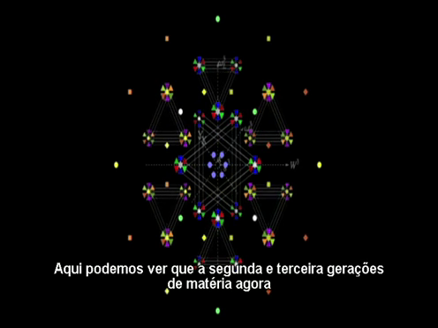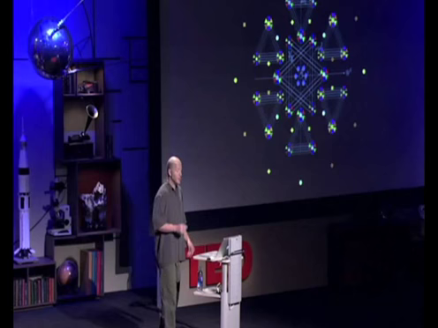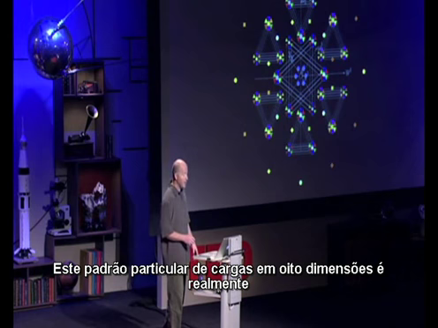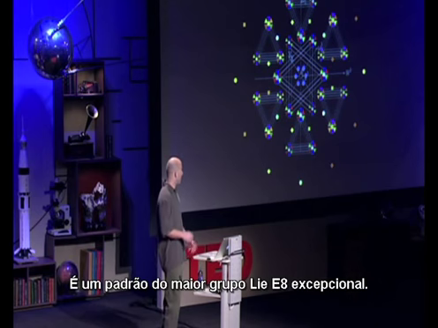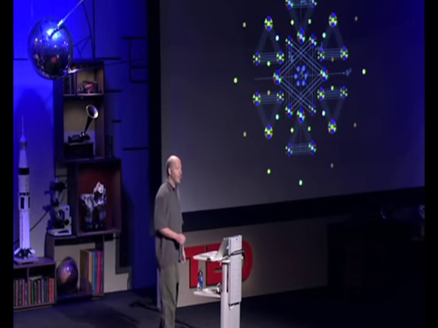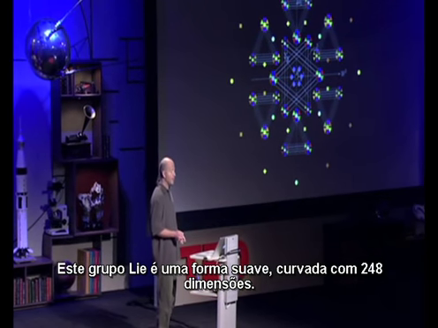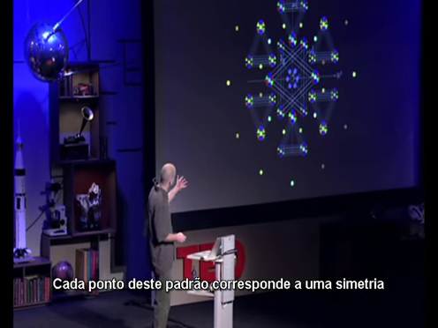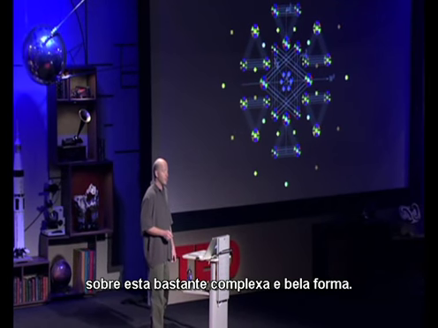Here we can see the second and third generations of matter now, related to the first generation by a symmetry called triality. This particular pattern of charges in 8 dimensions is actually part of the most beautiful geometric structure in mathematics. It's a pattern of the largest exceptional Lie group, E8. This Lie group is a smooth, curved shape with 248 dimensions. Each point in this pattern corresponds to a symmetry of this very complex and beautiful shape.